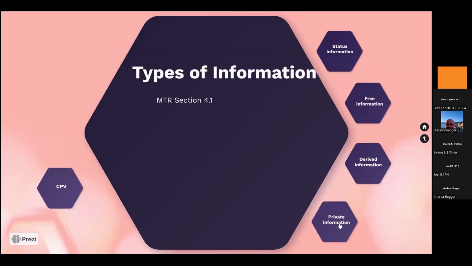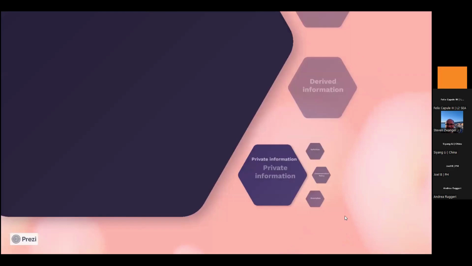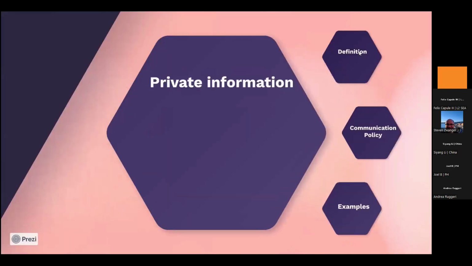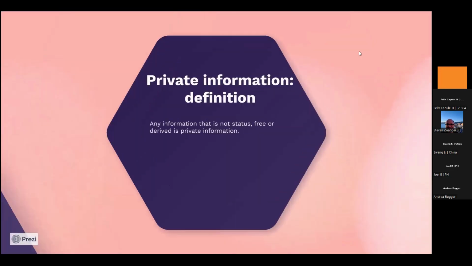And the final type of information is private information. And the definition for private information is pretty simple. Everything else, anything that's not status information, not free information, and not derived information is private information.